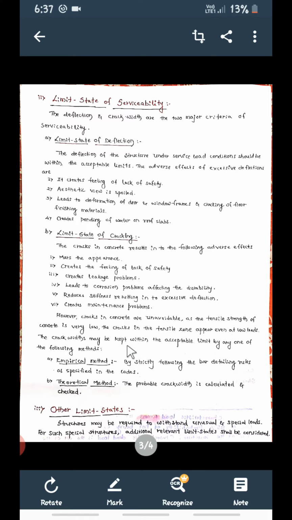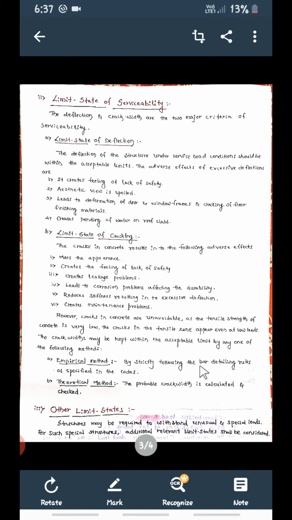Right now you have to remember that even though deflection and cracks will be there in the building, if these two are within the permissible limit, then there will be no problem. Then how do we calculate the crack width, how much crack is there? There are two methods: one is the empirical method and the second one is the theoretical method. So what is this empirical method?